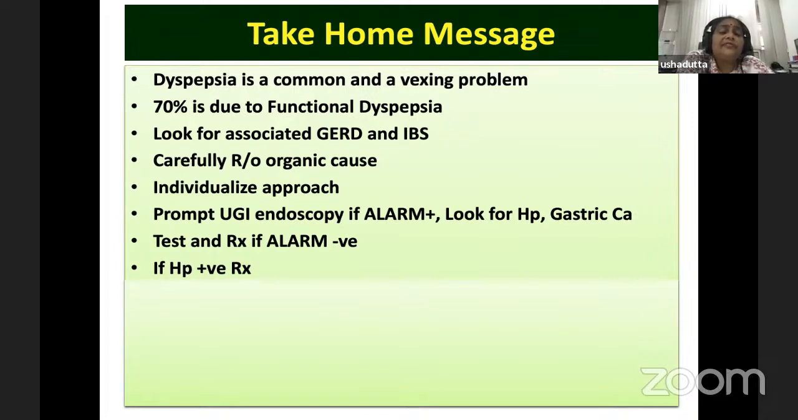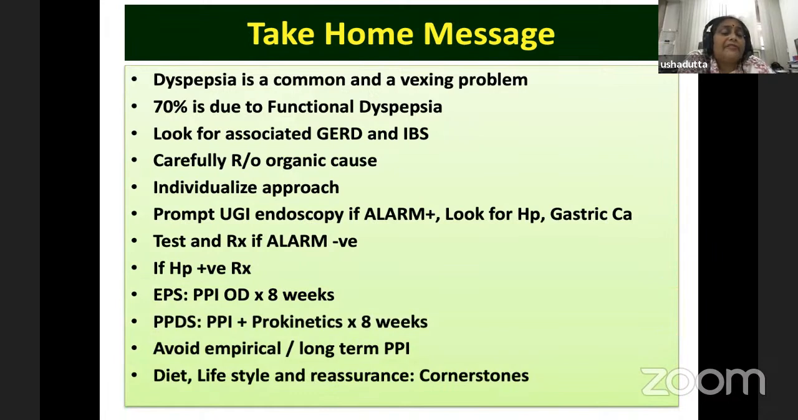Test and treat if the alarm is negative. If the patient is H. pylori positive, treat it. If there is epigastric pain syndrome, give PPI for 4 to 8 weeks. Postprandial distress syndrome, give PPI and prokinetics for 8 weeks. Avoid empirical or long-term PPI therapy. Diet, lifestyle, and reassurance are cornerstone in therapy.